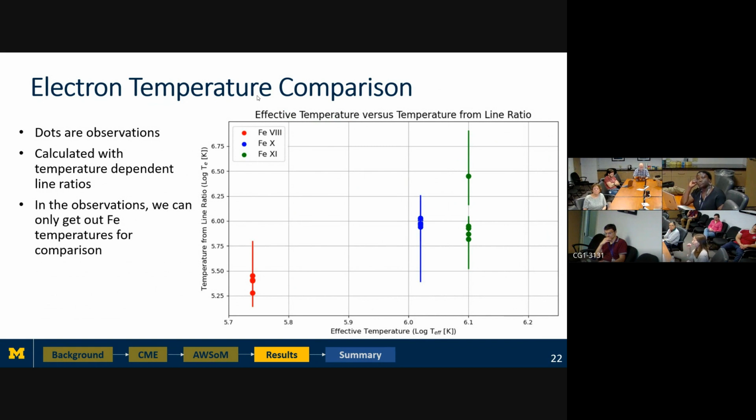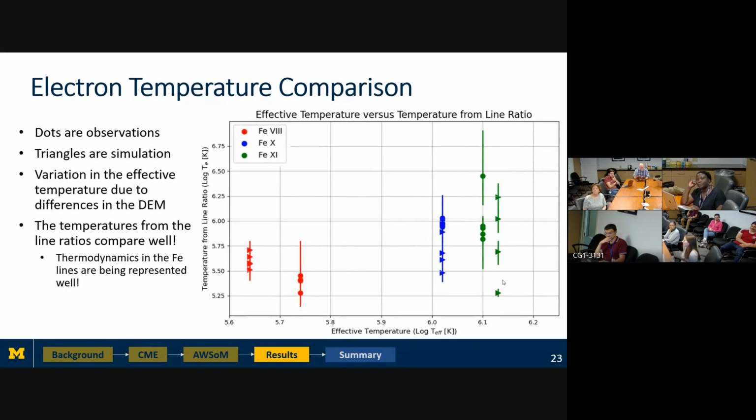And here is just the observation. From the observation, we can actually only get out iron temperatures for comparison, which is fine. So we have the iron 8 to represent the transition region, and then iron 10 and 11 to represent our coronal lines. And these look fine.